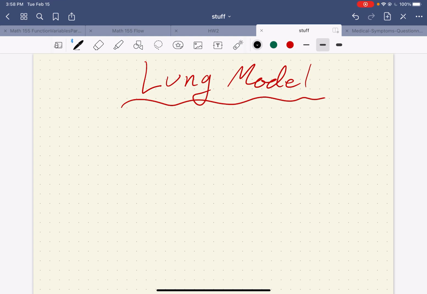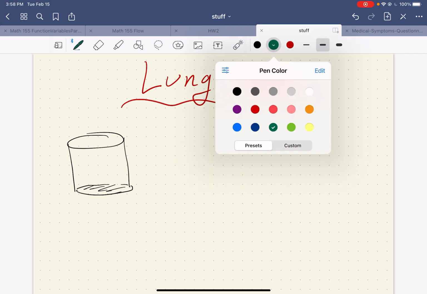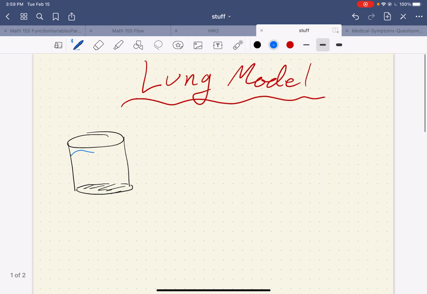Hey everyone, so I wanted to make a quick video talking about the lung model. And before we talk about lungs, let's just talk about a beaker of water. So this beaker has some water in it. There it is. And maybe it's a 2-liter beaker.